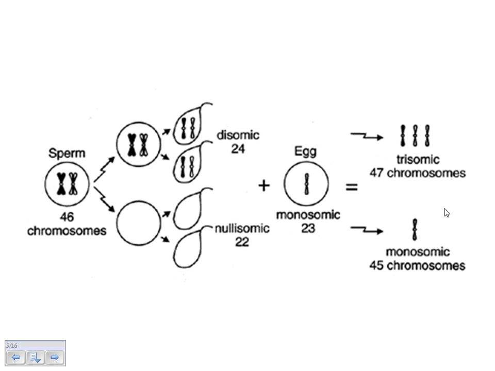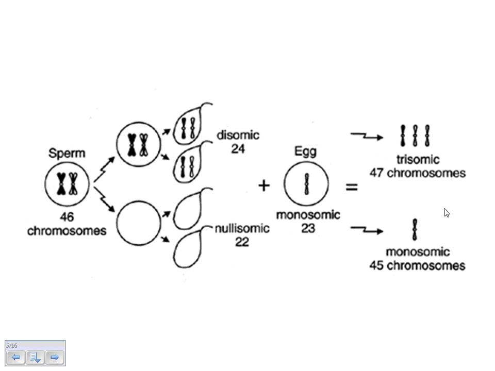If they have an extra one, they're said to be disomic, which means they got two of a particular chromosome. Two of a chromosome. Null means what? None. None of that chromosome. So these are disomic. They have two of a chromosome, so they have 24 total. These are nullisomic. They have 0 of one chromosome, so they have only 22 total.